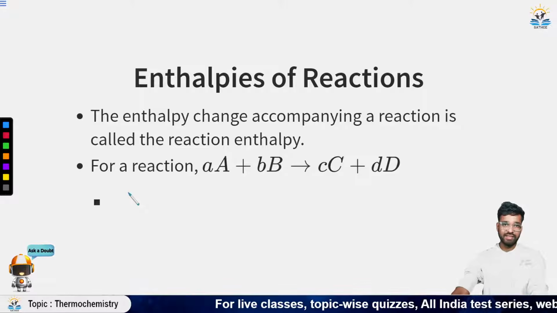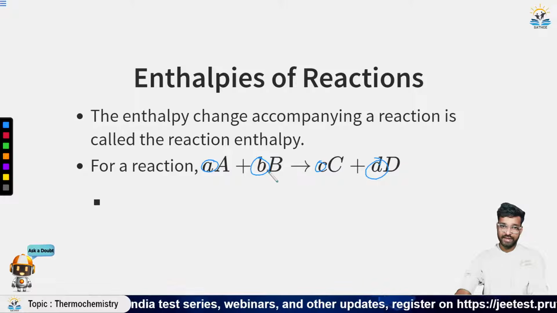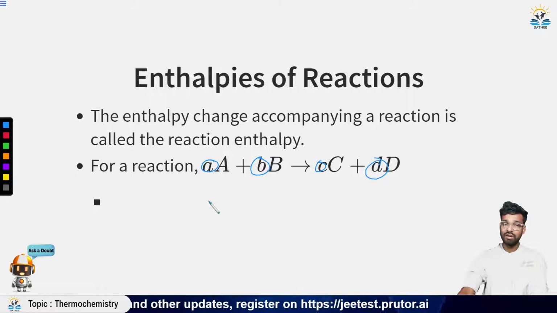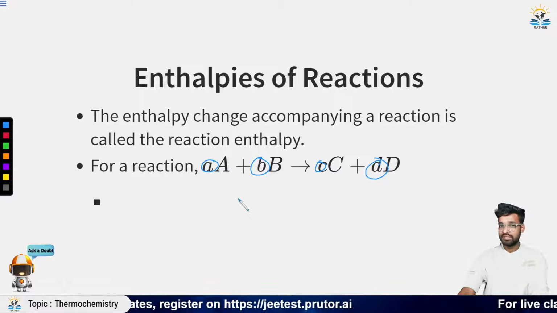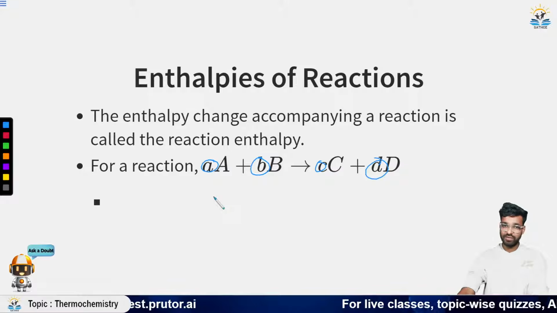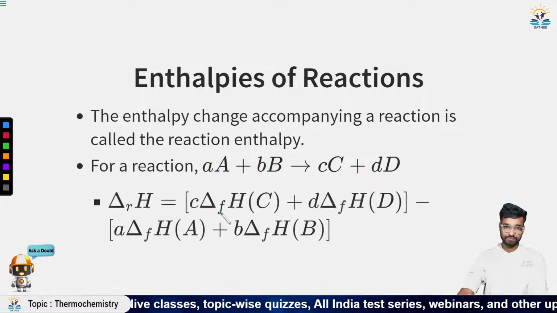Suppose we are taking the reaction small a into A, where small a is the coefficient here, small b, small c, small d, and we are doing the reaction A plus B, which gives us C plus D. Now how will we calculate the enthalpy of reaction for this equation? From a general perspective, you can do it simply if you know the standard enthalpy of formation for all of these.